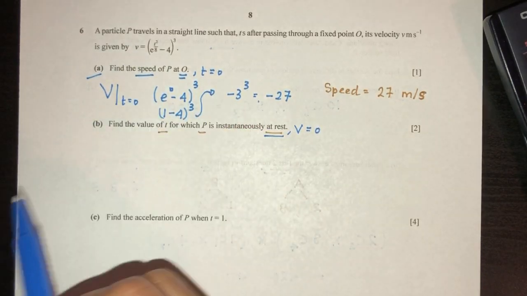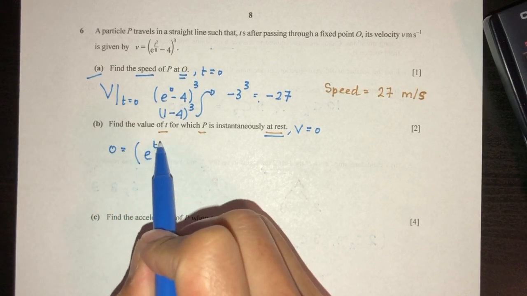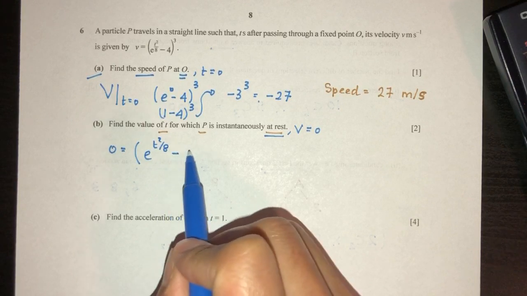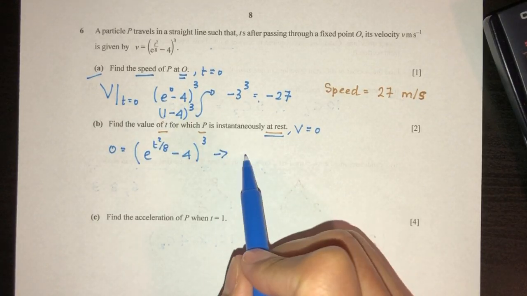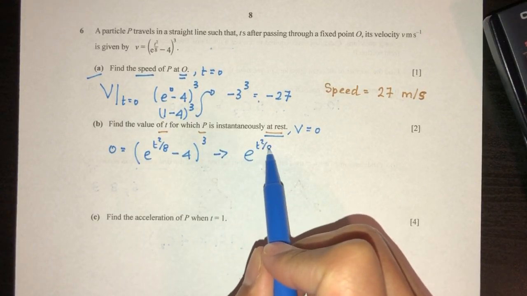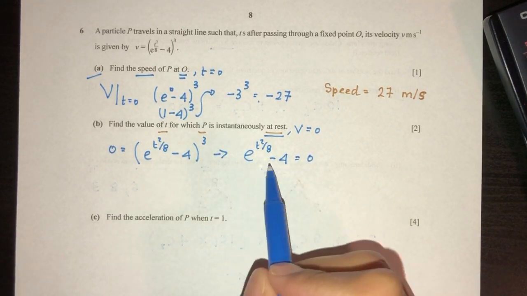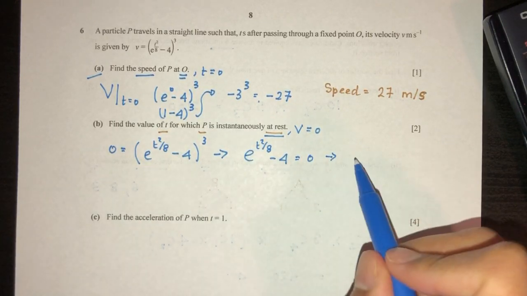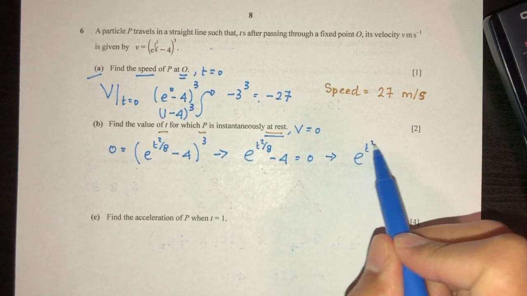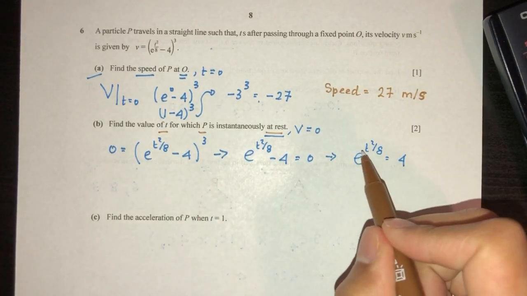Okay, so equate here. We have 0 equal to this equation, power 3. Now let's make t the subject of the formula. That will give you exponential t squared over 8 minus 4 is equal to 0. Now we have to find the value of t. So you will have exponential t squared over 8 is equal to 4.